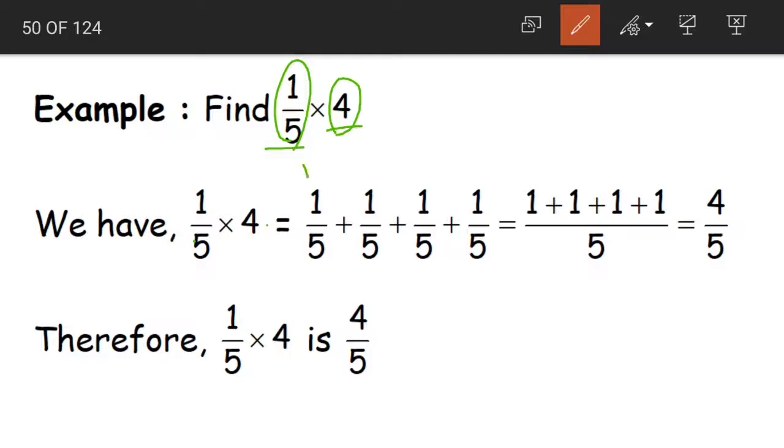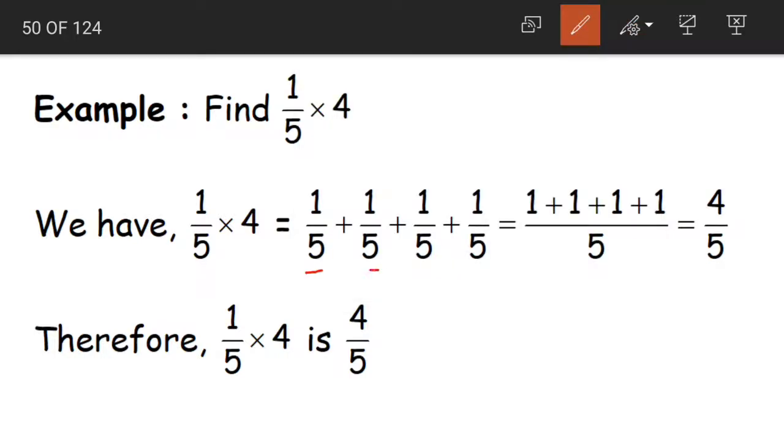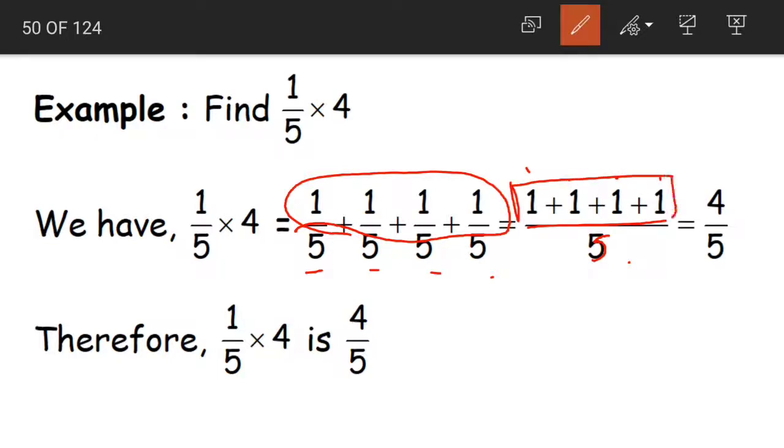So 1 by 5 into 4 is nothing but 1, 2, 3, 4: 1 by 5 plus 1 by 5 plus 1 by 5 plus 1 by 5. Multiplication is nothing but repeated addition. Now when we add all these 1 by 5's together, all are having the common denominator. So we'll write 5 as it is and we'll add all the numerators together. 1 plus 1 plus 1 plus 1 is equal to 4. So 4 by 5 is our resultant fraction.